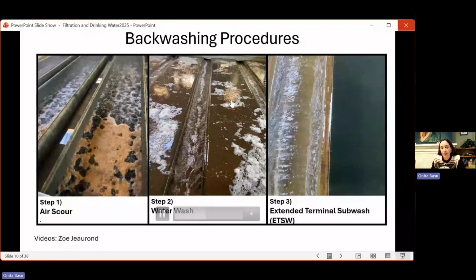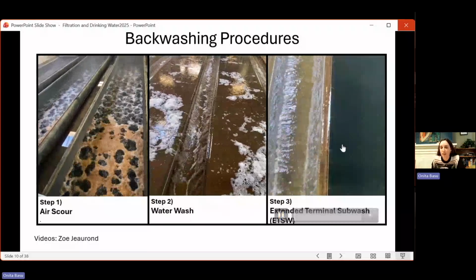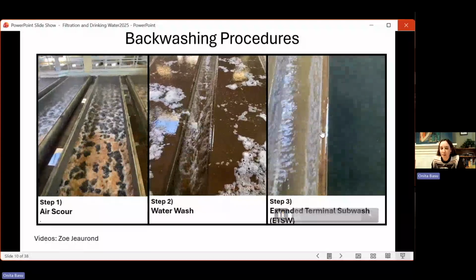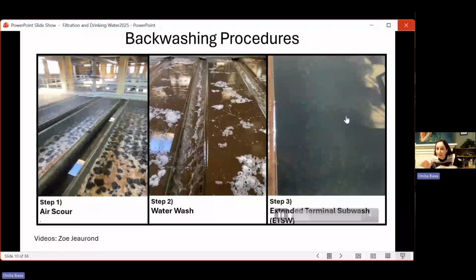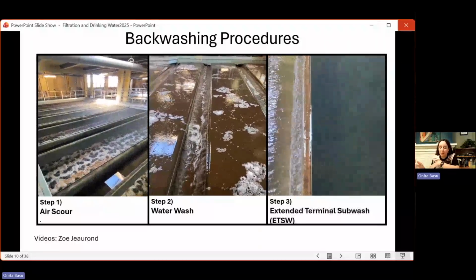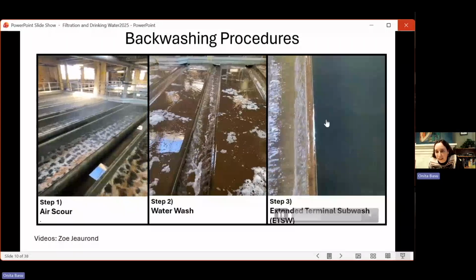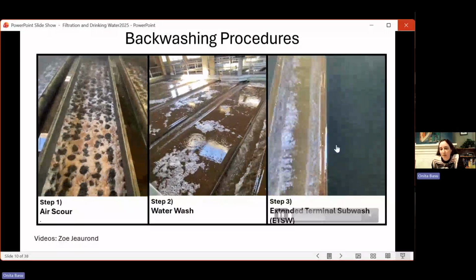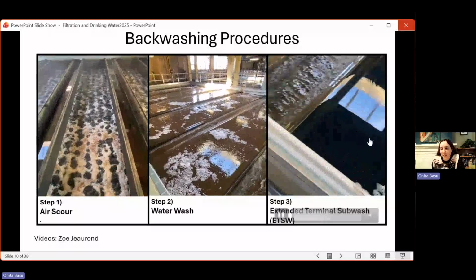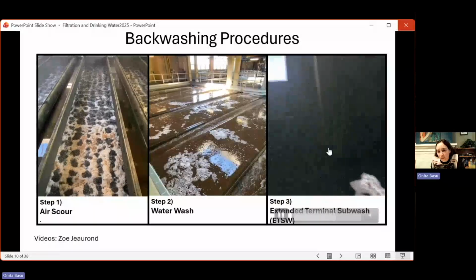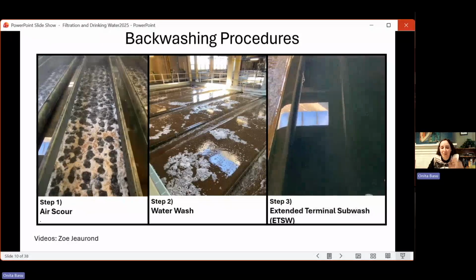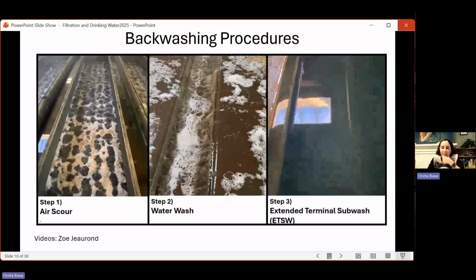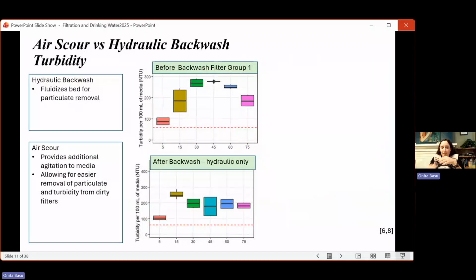And then the very last step, if you have it at your plant, not everyone uses this, is this ETSW step. If you compare the middle one to the left one, hopefully you can see that the far right one is a little bit less dirty than the one in the middle. It's too hard to see, I think, on the screen, but you can see little particulates still coming out of the bed. If you look closely enough, you can maybe see them there. Anyways, I just wanted to give you an idea of what those looked like. All right, okay.